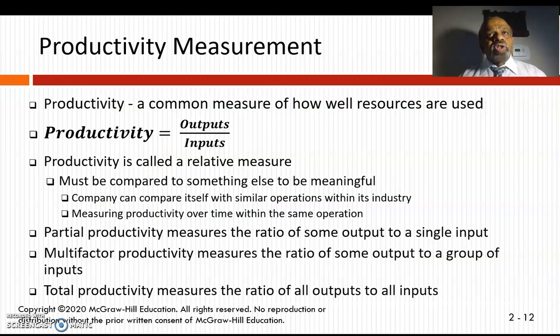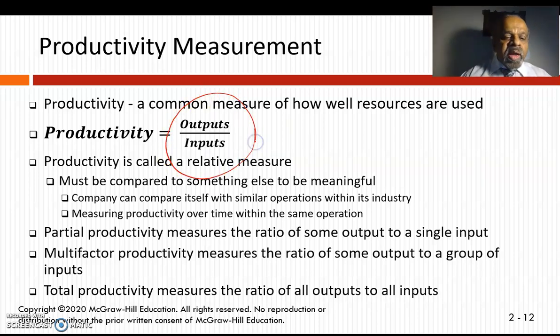The next thing that we're going to talk about is productivity. We're going to be calculating productivity. The main thing is outputs over inputs. You have to know what the outputs are, and you need to know what the inputs are, and you take outputs and divide that by the inputs, you get productivity. Productivity can be partial, productivity can be multi-factor, and productivity can be total. So we're going to be looking at various calculations and problems in the next video.